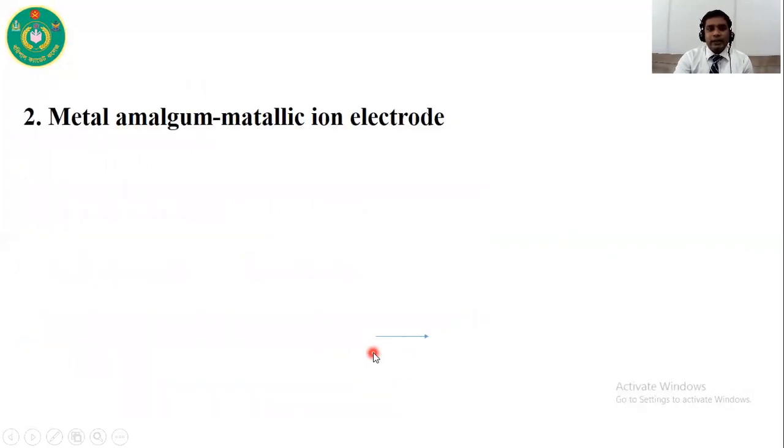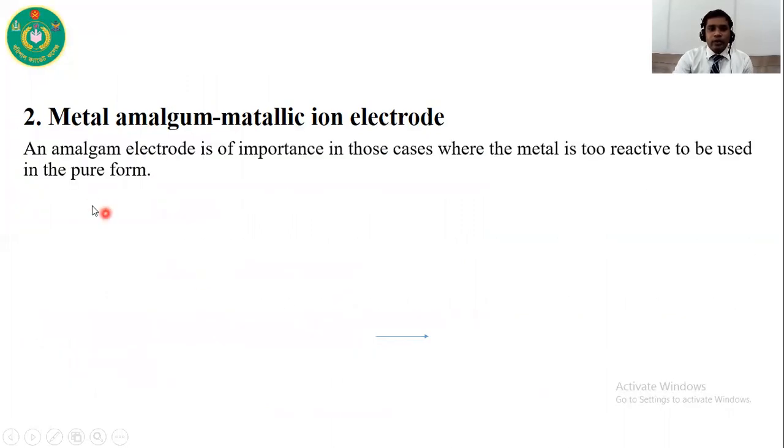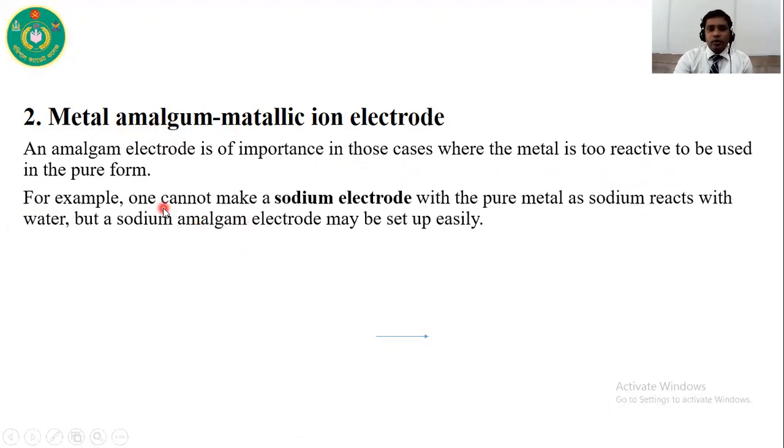Now, metal amalgam and metallic ion electrode. Metal amalgam electrode is of importance in those cases where metal is too reactive to be used in the pure form. If it is dangerous to use in pure form, that metal is very reactive. So in that case, we need to use metallic amalgam. For example, one cannot make a sodium electrode because sodium is very reactive, and when it is in contact with water, it catches fire. So we cannot make a sodium electrode.